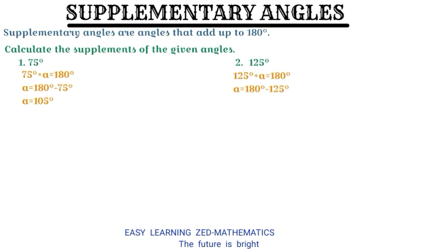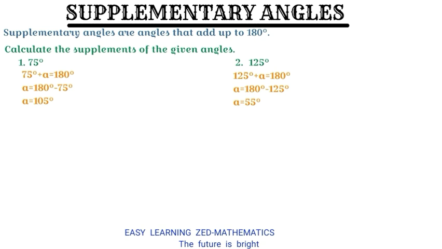125 has crossed the equal sign, that's why it has become a negative. So now we're going to write A is equal to, when we subtract 125 from 180, it's going to give us 55 degrees. So 55 degrees is a supplement of 125. Okay, so basically this is how you find the supplement of a given angle.